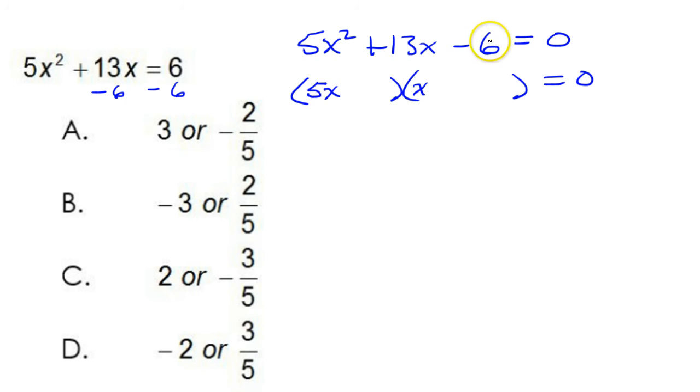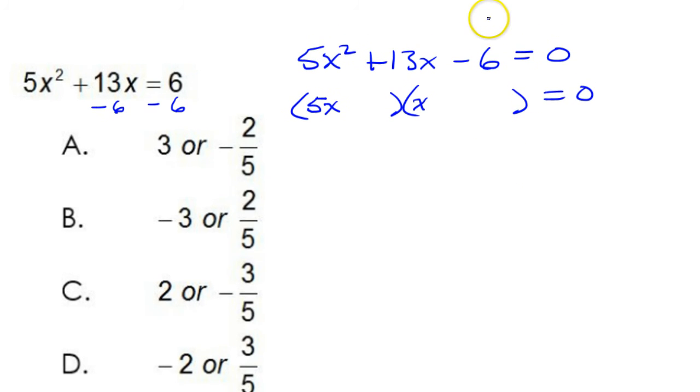Now I'm looking at the 6. 6 can be factored in a couple of different ways. It could either be 2 times 3 or it could be 1 times 6. So I will try 2 times 3 first. If that doesn't work, I'll try 1 times 6. So 2 times 3. Now, by the FOIL method, inner plus outer must equal the middle.